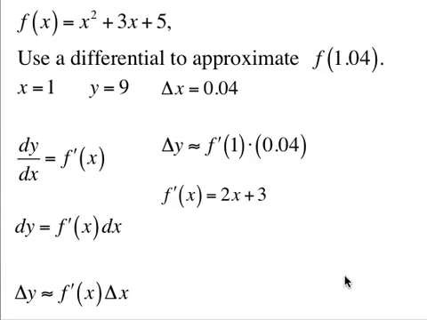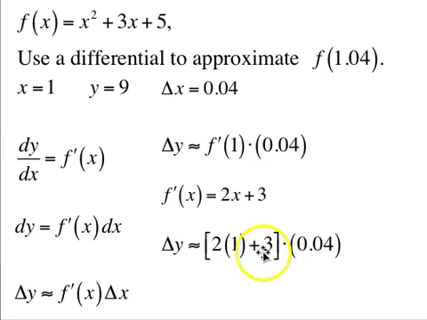The derivative is 2x plus 3. If I plug 1 into that, we get 2 times 1 plus 3. That part would be 5 times 0.04. And the change in y, as we saw in our first question, is still 0.2. But our original y was 9, and our change in y is 0.2. So that gives me an approximation for f of 1.04.